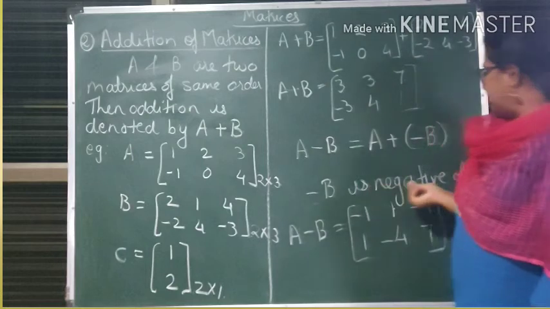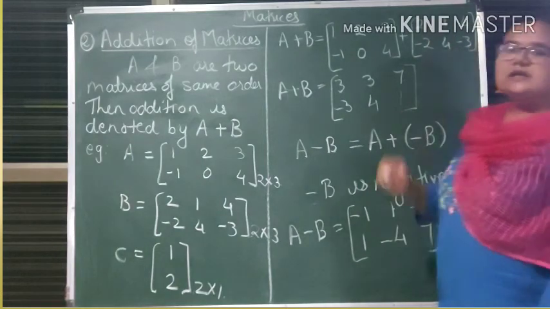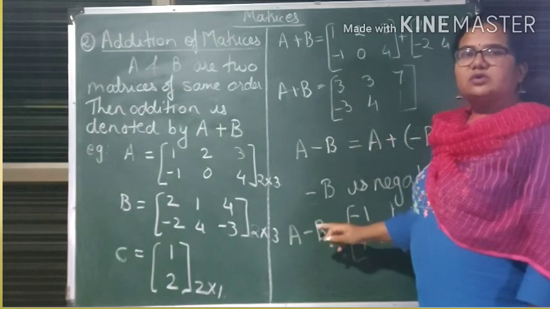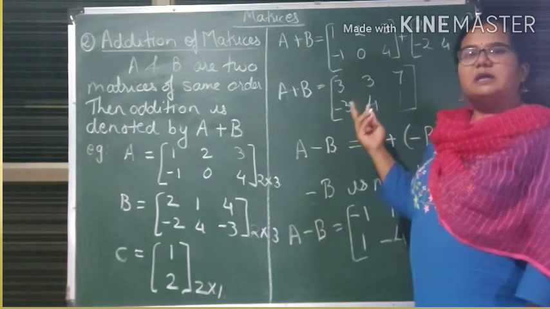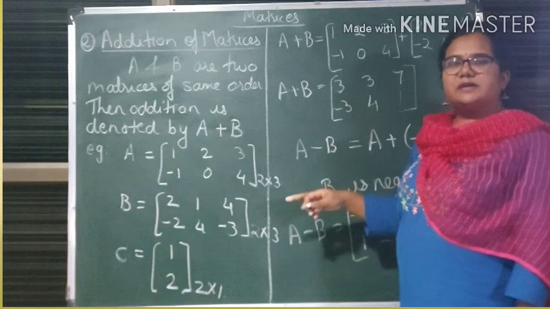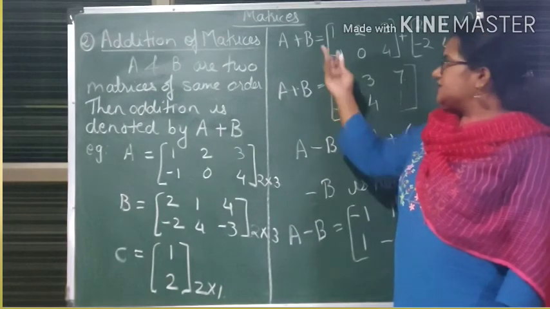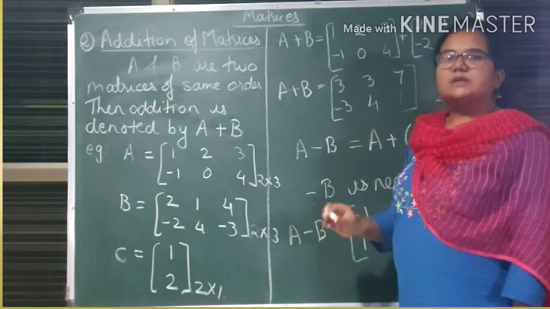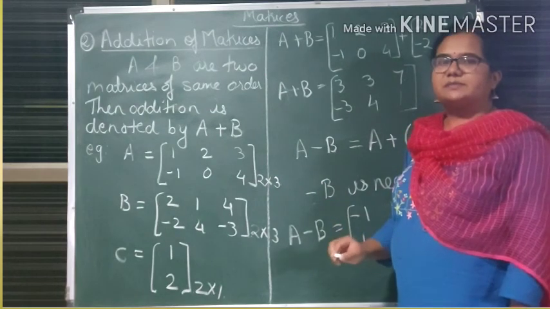So, minus B is the negative of B, that is, all the elements will become negative here. So, you can add two matrices or you can subtract two matrices. In both conditions, the order of the matrices should be the same, and subtraction is derived from addition of two matrices. Clear what is addition of two matrices?